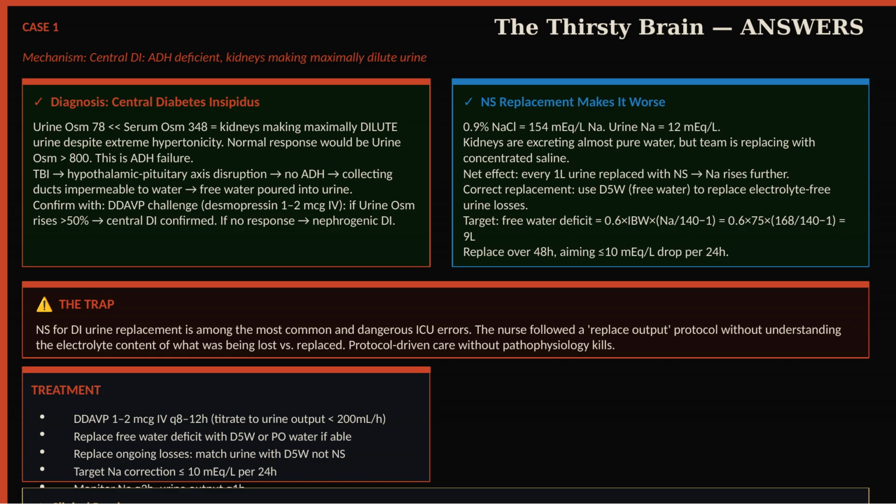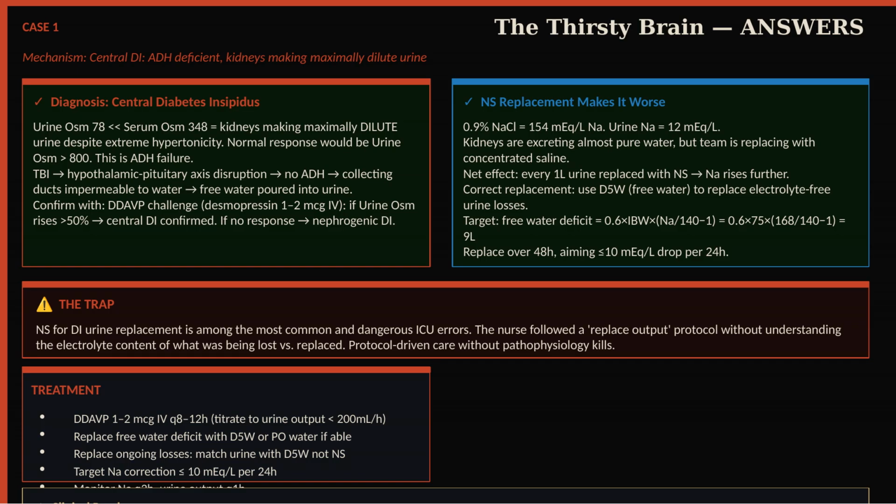The correct replacement is free water, D5W, to match what he's actually losing. His free water deficit calculates to roughly 9 liters. Replace it over 48 hours, dropping sodium no more than 10 points a day. The trap, stated plainly: using saline to replace DI urine is one of the most common and most dangerous errors in the unit. The nurse followed a replace-output protocol without anyone considering the electrolyte content of what was lost versus what was given. That's the lesson. Protocol-driven care without pathophysiology kills.